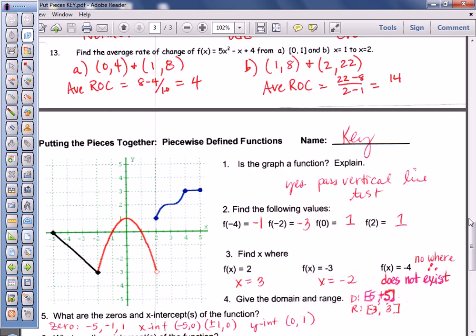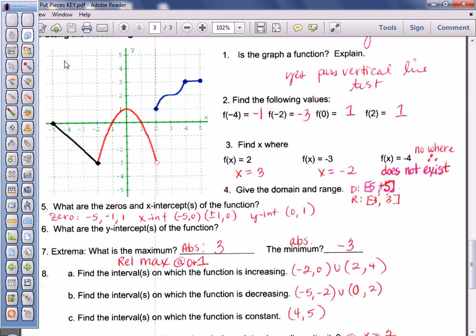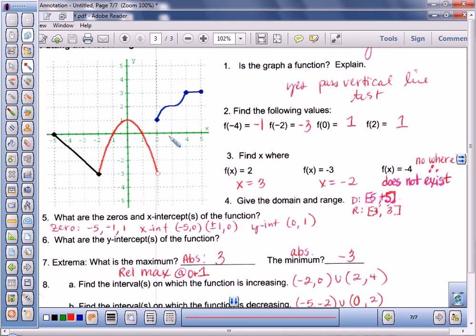Okay. So here's a little graph. And is this graph a function? Well, it is. It passes the vertical line test, doesn't it? Now, this point right here is actually not a point, is it? It's an open circle. If it's an open circle, that means that this curve comes right up to it, but never quite gets there. If it were a closed circle, would it be a function? No, because then it would fail the vertical line test. So we're good.